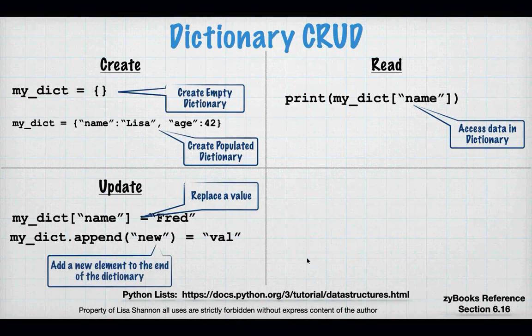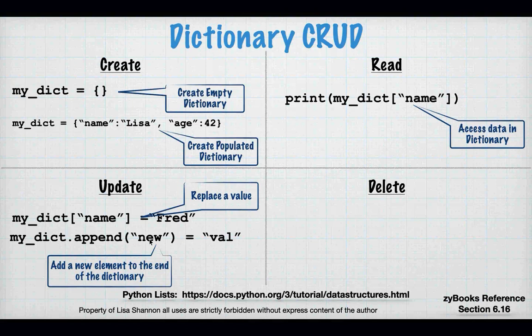so update is we're going to modify it because dictionaries are mutable. So I can have a dictionary, my dict, the key, in this case the key is name, and then Fred. And then I can append. I'm just going to call it the key is going to be new and the value will be val. And this is how you add a new element to the dictionary.